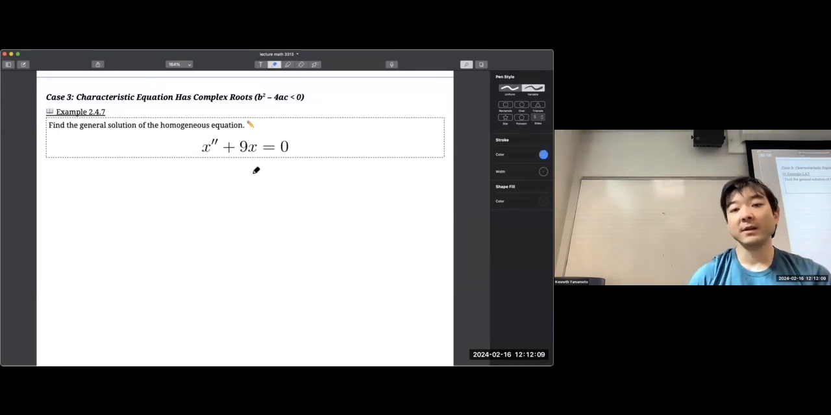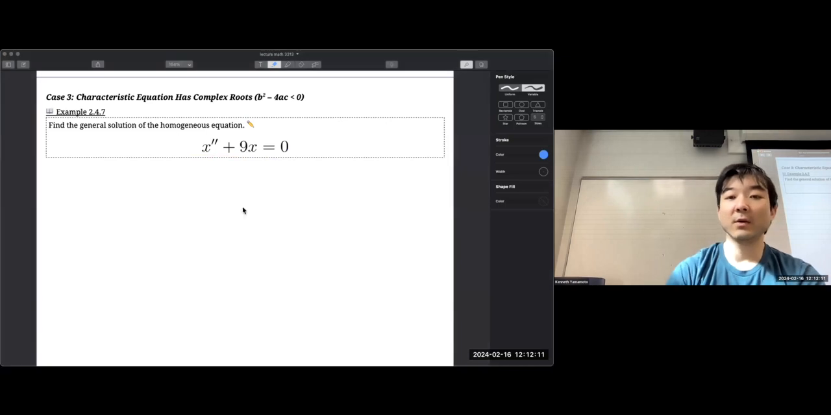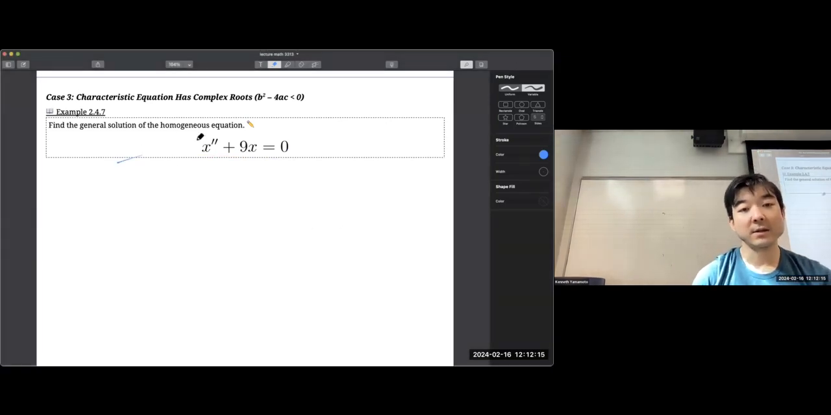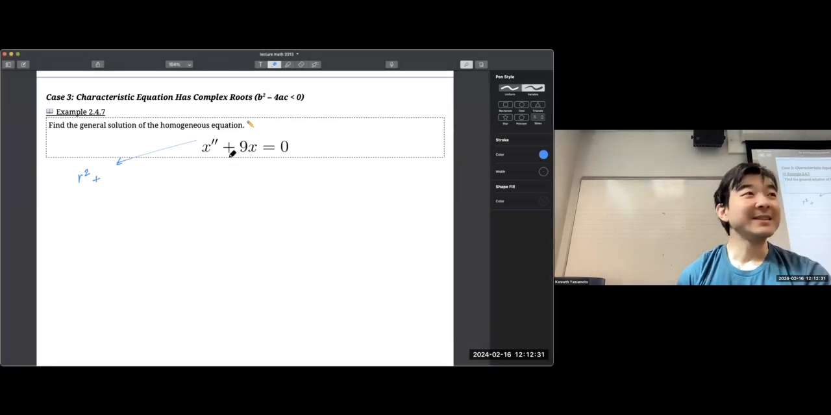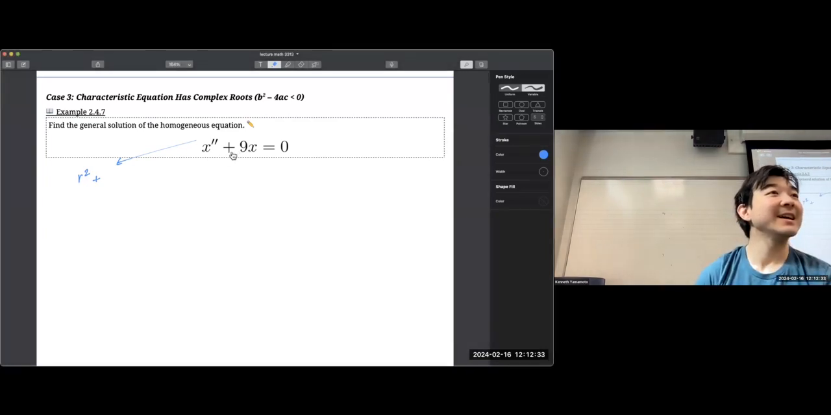So if you were to look at this one and try to find the characteristic equation and solve for this one, let's write the characteristic equation. The idea is that x double prime will become r squared, plus the 9x will become what in the characteristic equation? Yeah, it'll just be 9. Exactly. It skips the x prime term.